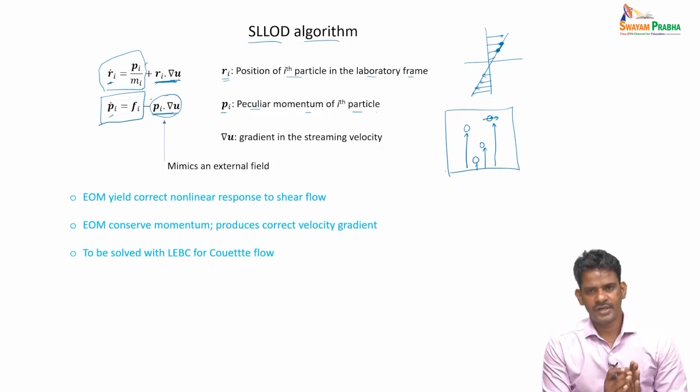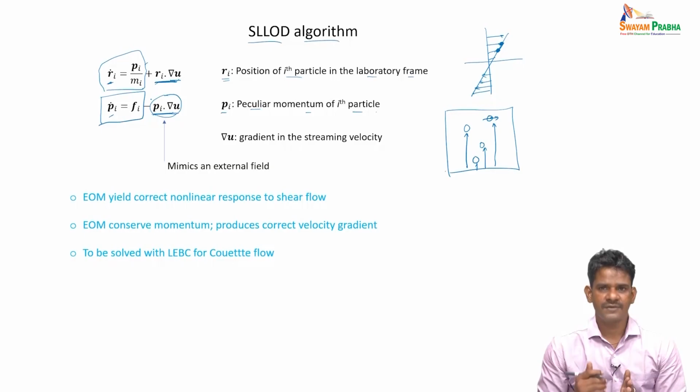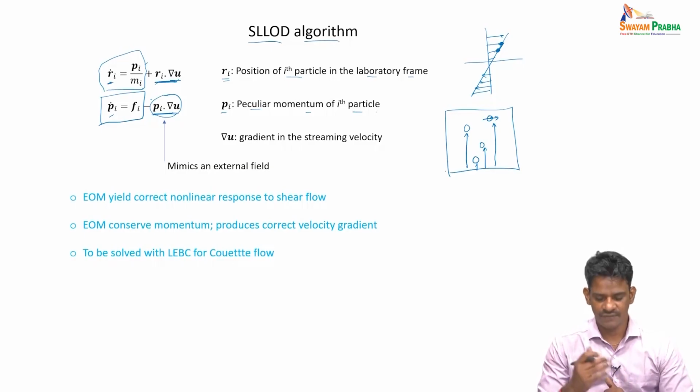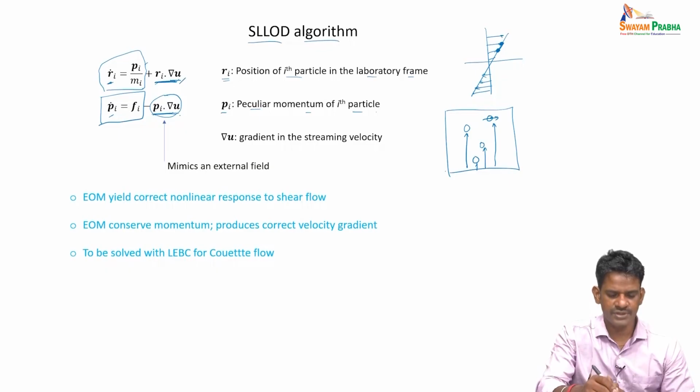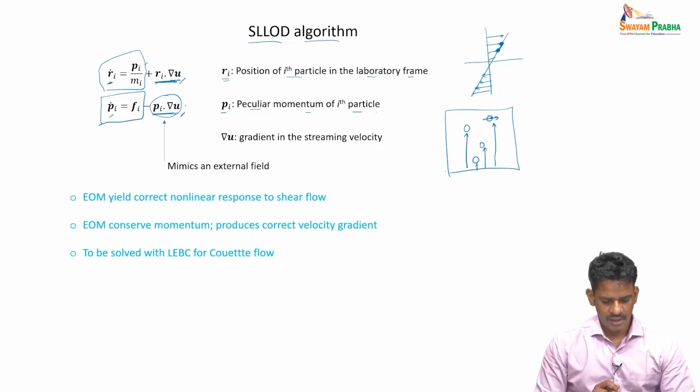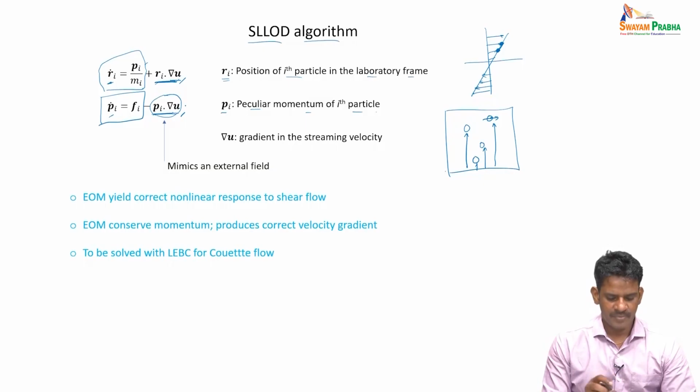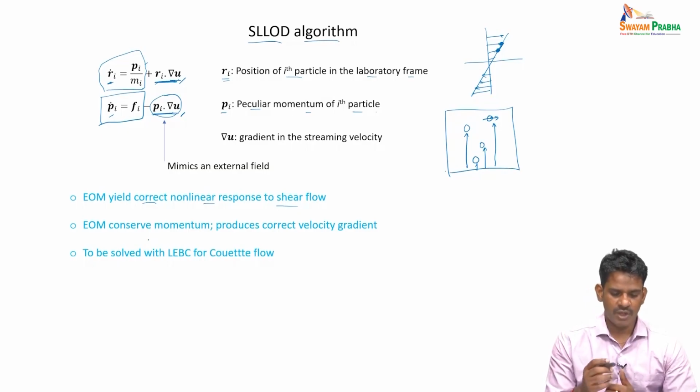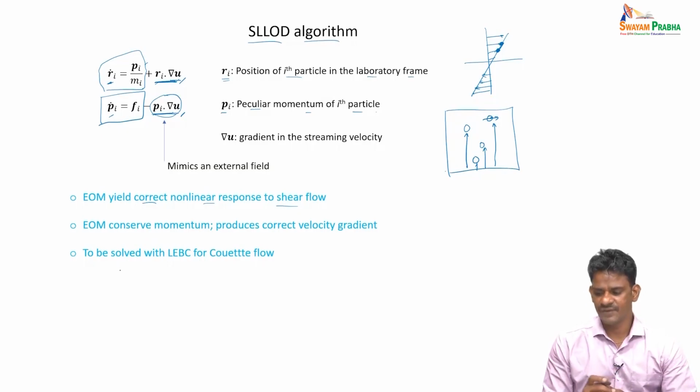So, in the SLLOD algorithm, what we are trying to do is, we take the standard Hamiltonian mechanics applied for an equilibrium system and then add an effective velocity and effective acceleration, or the effective force, via the imposed shear. This particular approach apparently yields the correct nonlinear response to the shear flow, and it can also be shown that this equation of motion conserves momentum and produces the required velocity gradient, and along with this we have a boundary condition, so that we take care of the re-entry properly.